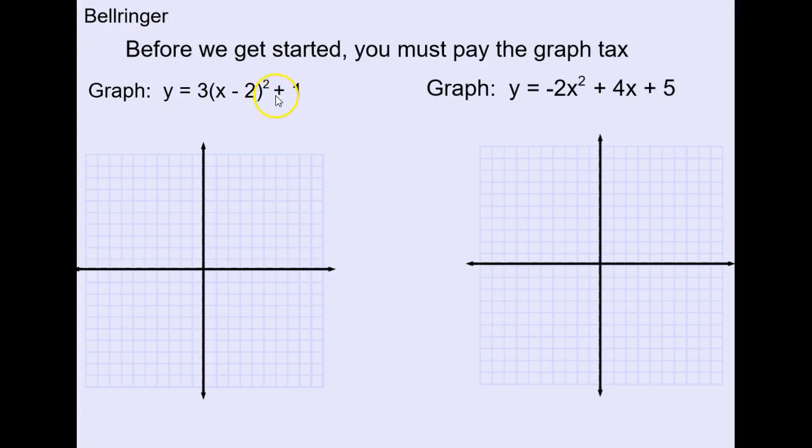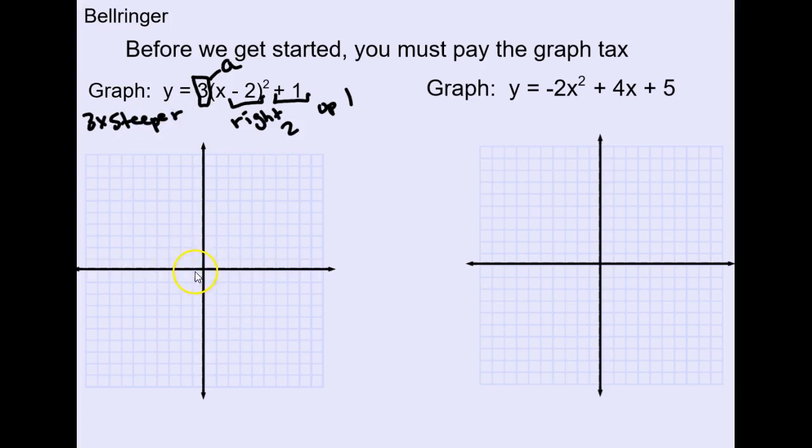So let's think about this in terms of translations. This +1 means we are going up 1. This -2 in the parentheses means we're going right 2. Remember, the inside of the parentheses is always backwards, so -2 really means right 2. And then this 3 here in front of everything, that's called our A value, or I call it our steepness. That's our A value. So that's our steepness. It's 3 times steeper than a regular parabola.